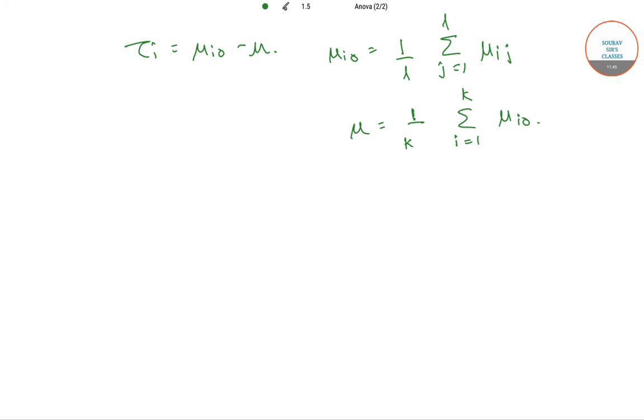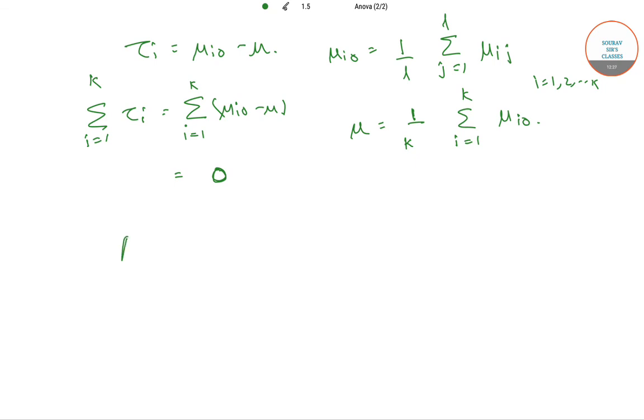Here i runs from 1 to k, so if we take a summation on both sides, we will get summation i runs from 1 to k tau i equal to summation i runs from 1 to k of mu i naught minus mu. Now since mu is the mean of the mu i naught, the sum of deviations is equal to 0. So we get summation i equals 1 to k tau i equal to 0.